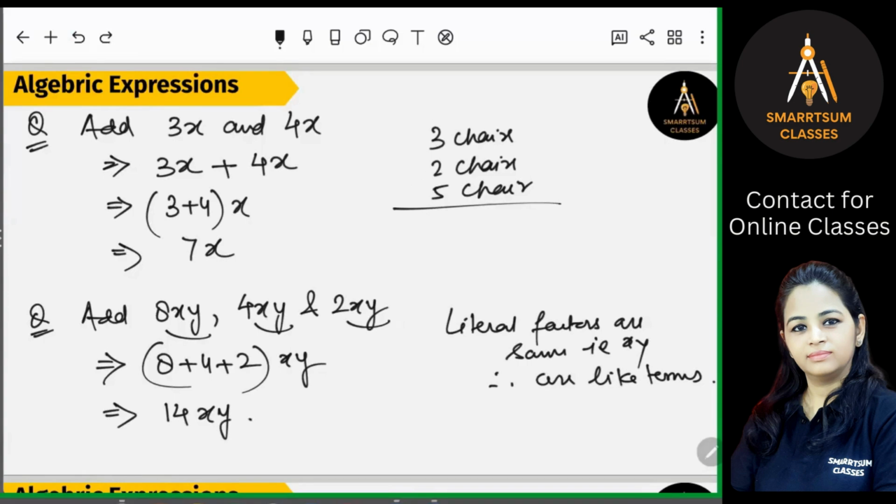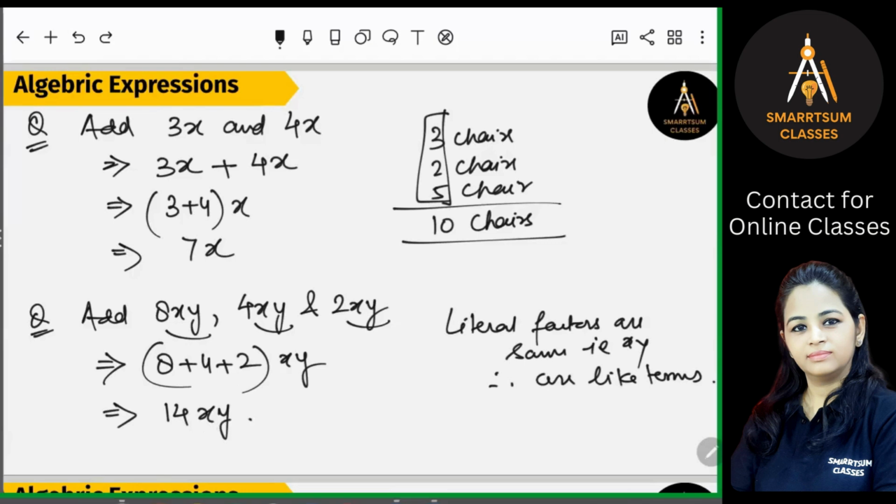If you are adding them, the purpose of the literal factor is finished. You have just identified they are same. Now after this, you have to add these numerical values. So 3 plus 2 plus 5 is 10. So chair will remain as it is, 10 chairs. We need not do anything with this, not chair square or chair to the power 3. Similarly here, we need not do anything with xy.